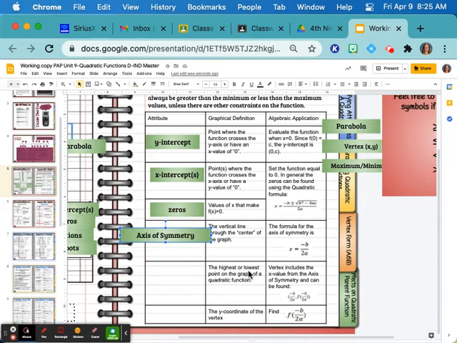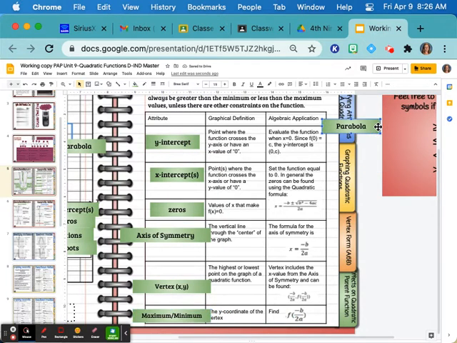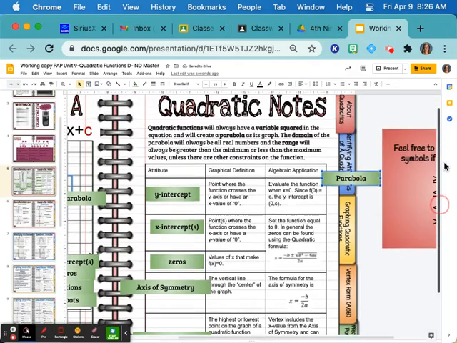The highest or lowest point on the graph of a quadratic function. Point. It has to be a point. Vertex, yeah. And then the y-coordinate of the vertex. That's your maximum or minimum. I guess we didn't need another parabola word here.